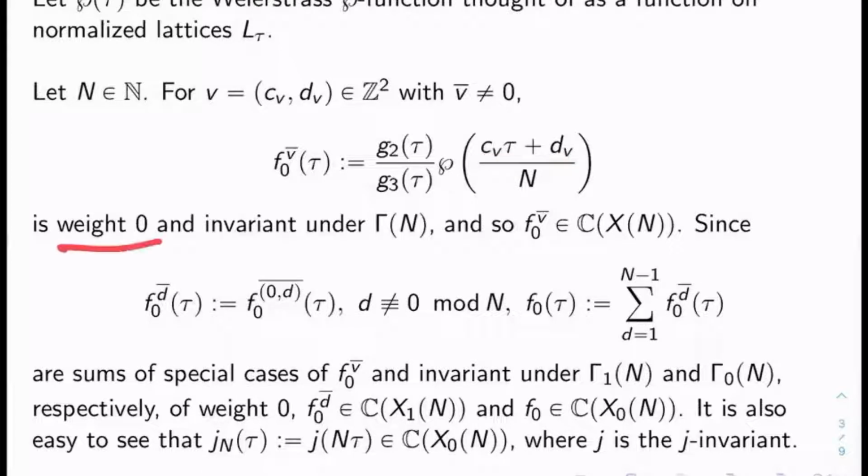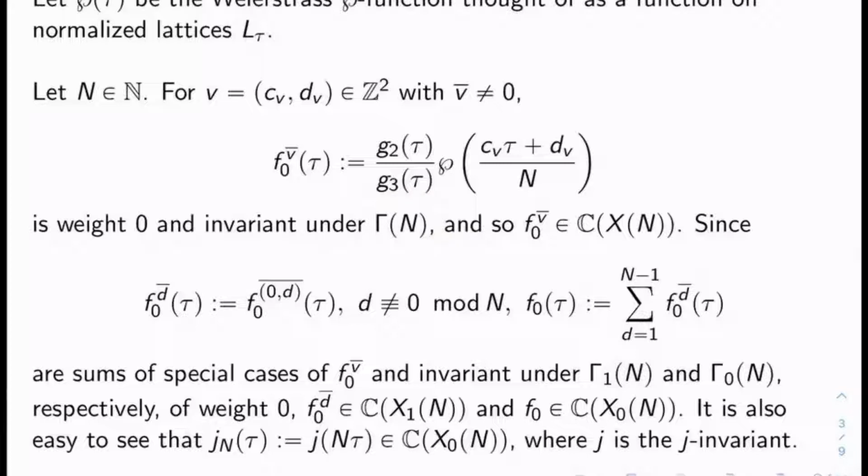Now this is weight 0, and it's invariant under Gamma(N). Okay, and so in other words, it lives in the complex function field of the modular curve X(N). You can see just by going back to definitions of modular functions and modular forms and invariants under various congruence subgroups of SL2(Z) that these two notions are the same.